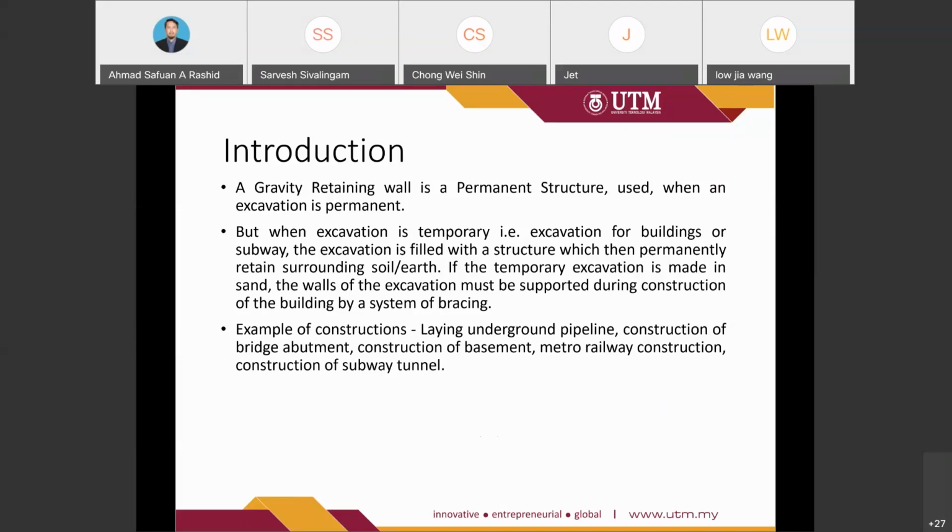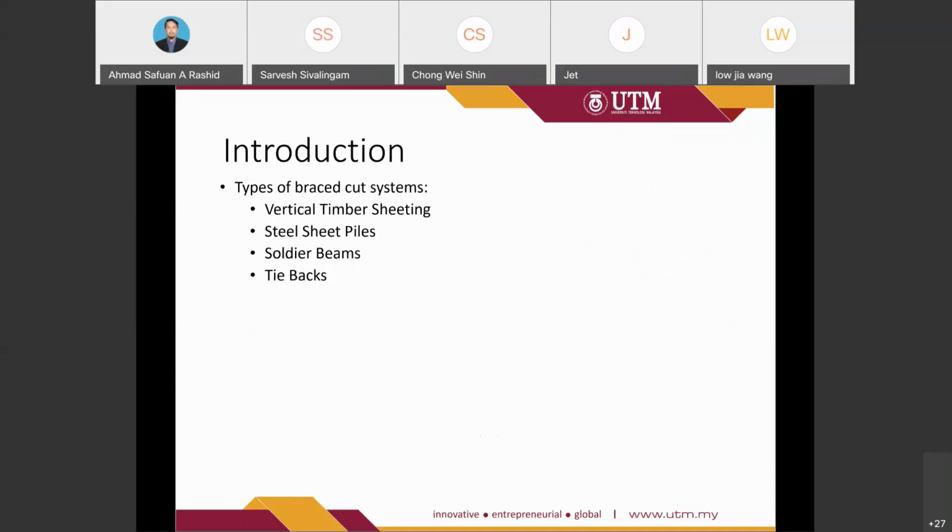Okay, so this is an example where the braced cut system has been used. The types of braced cut system we have here are vertical timber sheeting, steel sheet pile, soldier beams, and tiebacks. So this is an example of the systems that are used.